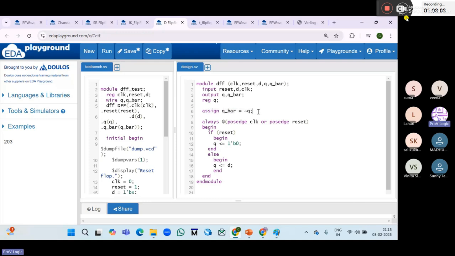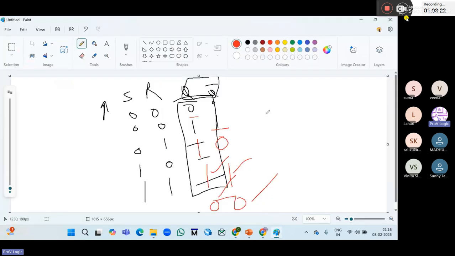Always at the rate of posedge clock and posedge reset, asynchronous reset. Begin. If reset is high, Q equal to 0, else Q equal to D. You already know, 0 means output will be 0, 1 means output will be 1. This is for D flip-flop. D flip-flop is nothing but a storage device. We mostly use it for storing the data.